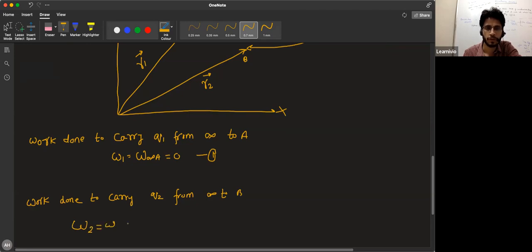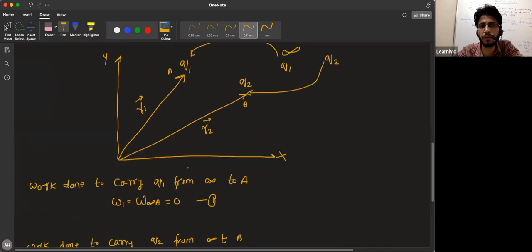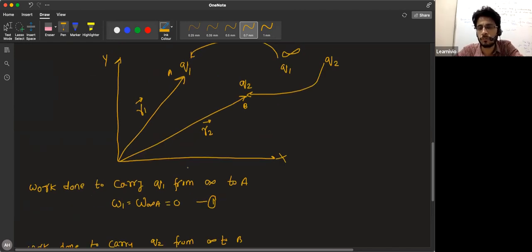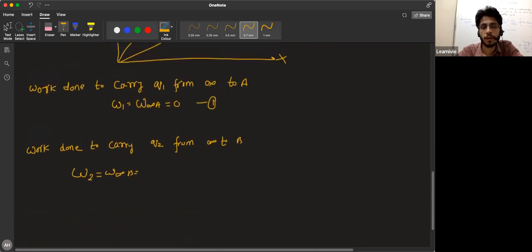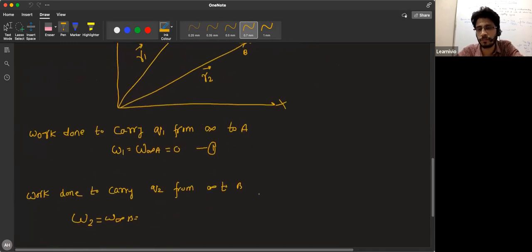W infinity to B. Will there be any interaction now between Q1 and Q2 when you're carrying Q2 from infinity to here? Yes, sir. So what should be the work then? Will it be zero or non-zero? It will be non-zero. There will be an interaction. This Q1 will repel this Q2. So there will be a work done. Now the question is how to calculate that work done.